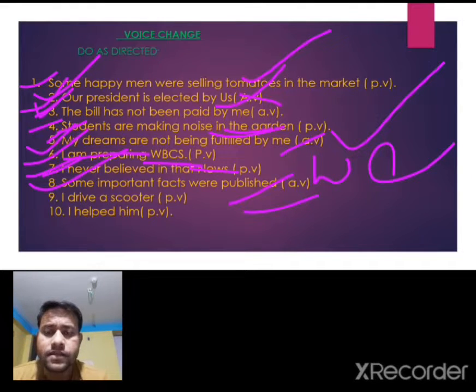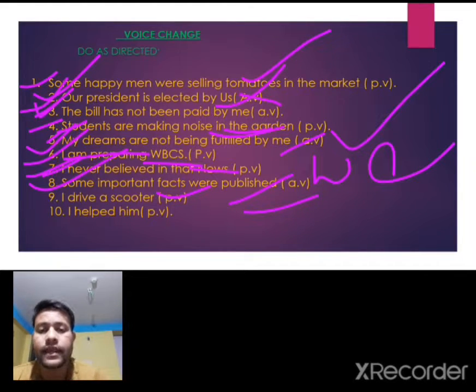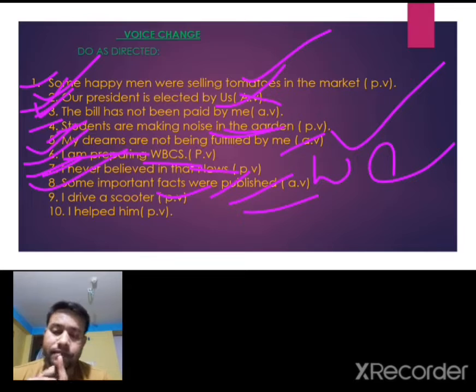See, the next one is I drive a scooter. It is very easy. It is in present continuous tense. So as it is present continuous tense, we have to do it this way. I drive a scooter. A scooter is driven by me. This would be the answer.